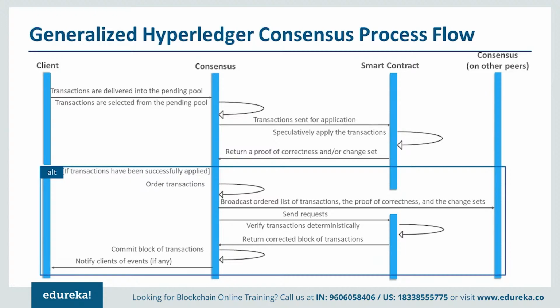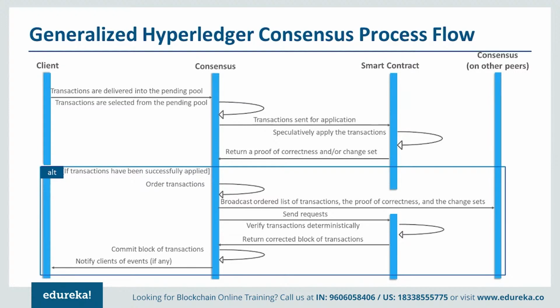return back with the proof of correctness, whether the transaction is correct or not, and what all data needs to be written. It will give it back to the client, and the client will again broadcast the ordered list of transactions through the ordering services. So it will give it to the ordering service, and the ordering service will order the list of transactions along with the proof of correctness and the change set to the other peers.